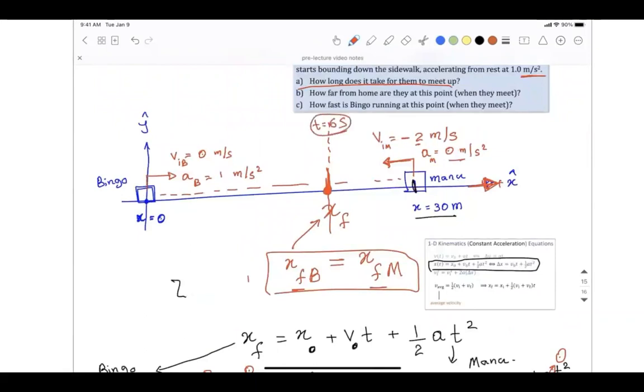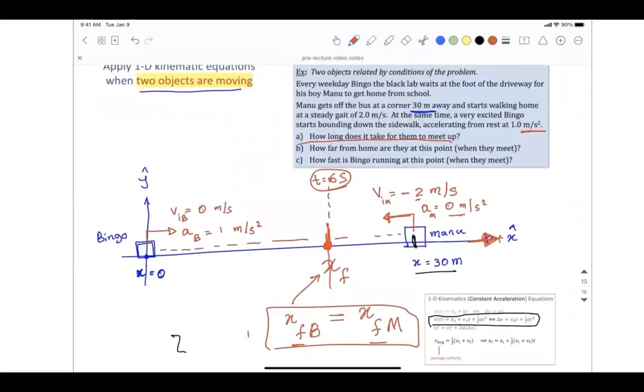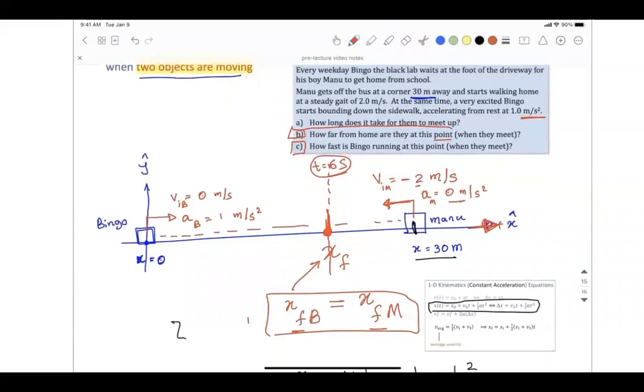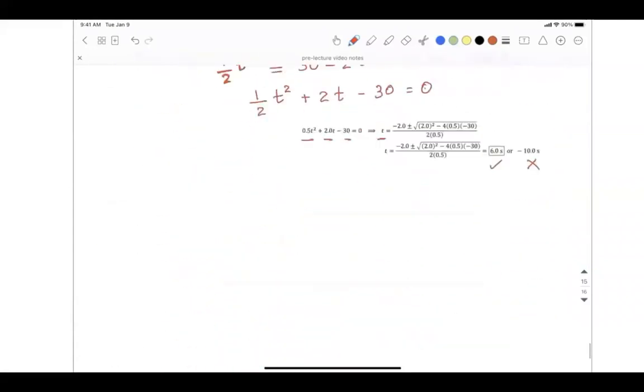Now it is really easy, answering part B and part C. How far from home are they going to meet? You can either consider Manu, or consider the bingo, or you could do both to check whether the answer is correct. So we are trying to find the final position. Let's consider bingo. X initial plus v initial times time plus 1/2 acceleration times time squared.